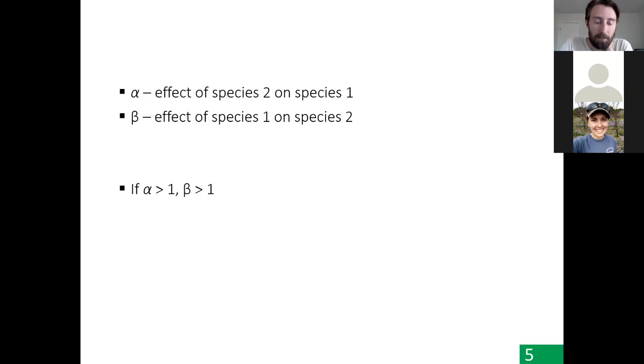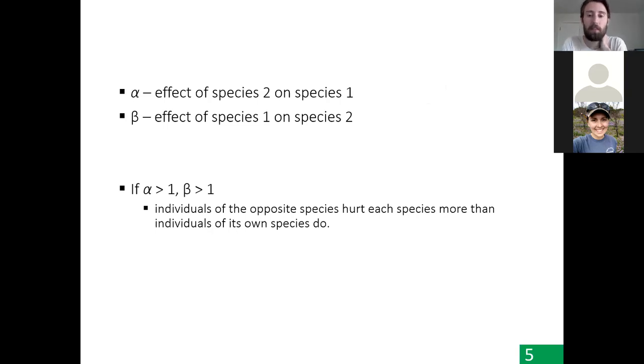All right, and what about when these competition coefficients are greater than 1? That means that individuals of the opposite species hurt the same species more than individuals of its own species do. So interspecific competition is actually stronger than intraspecific competition if these competition coefficients are greater than 1.